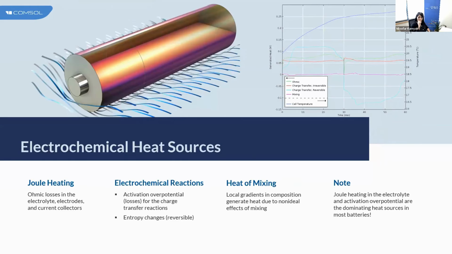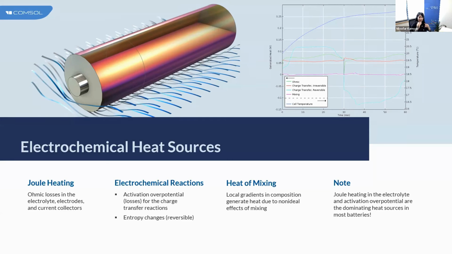In COMSOL, all the battery interfaces that I already mentioned automatically calculate heat generation for you. So you already have access to heat generation that stems from Joule heating, from electrochemical reactions or so-called activation, or because of concentration variations or heat of mixing. You get the different contributions and you get the entire heat generation as a total as well.